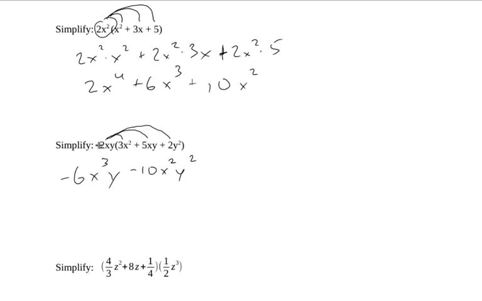Distributing to the third term, negative 2 times 2 is negative 4. X times, well, there's nothing for it to combine with. And then y times y squared is y cubed.